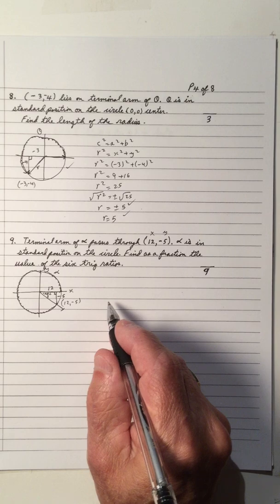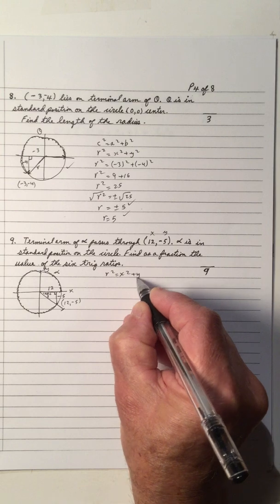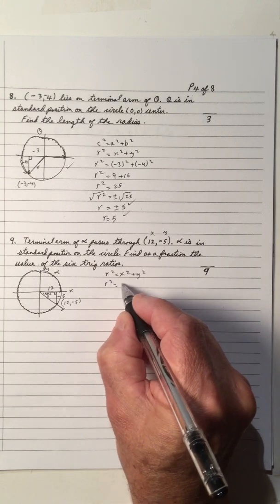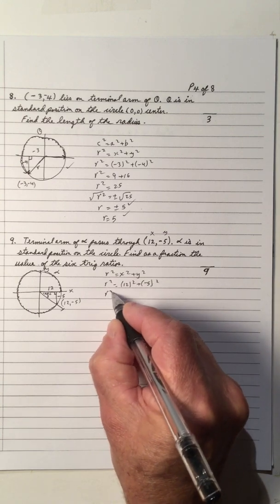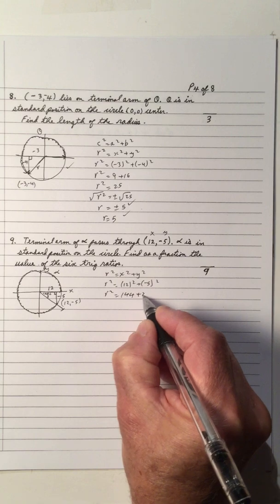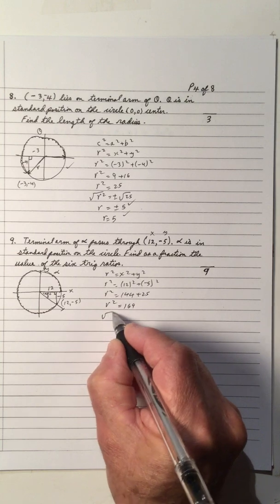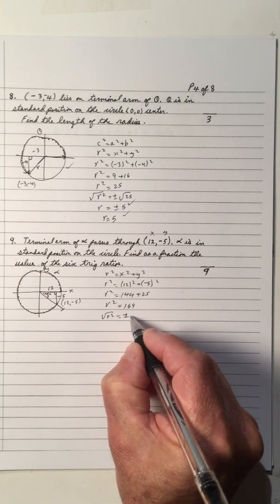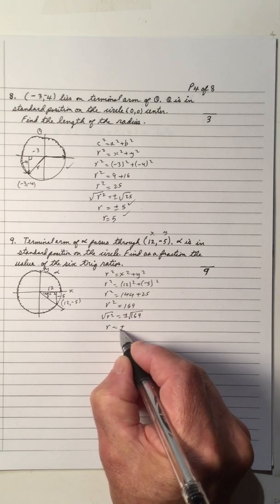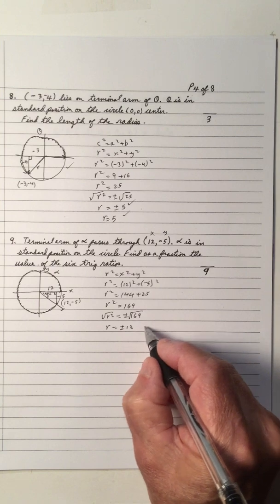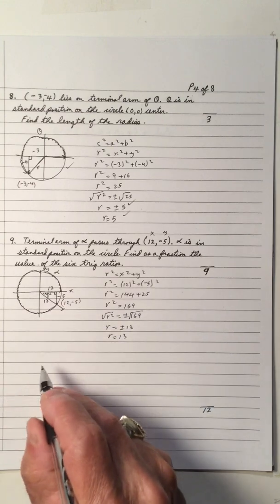And so we have to get the radius of the circle. So r squared is x squared plus y squared. X is 12, y is negative 5. R squared is 144 plus 25. R squared is 169. The square root of r squared is plus or minus the square root of 169. R is plus or minus 13. So r is, again, always positive, so r is 13.